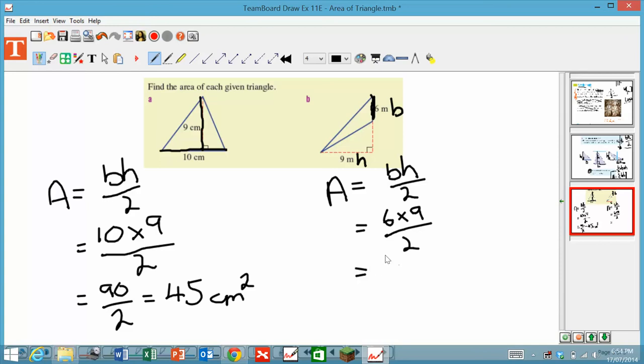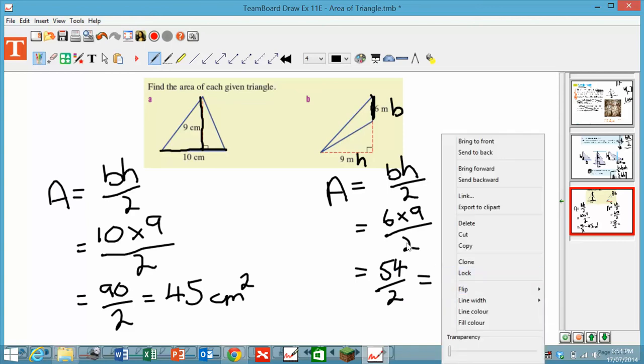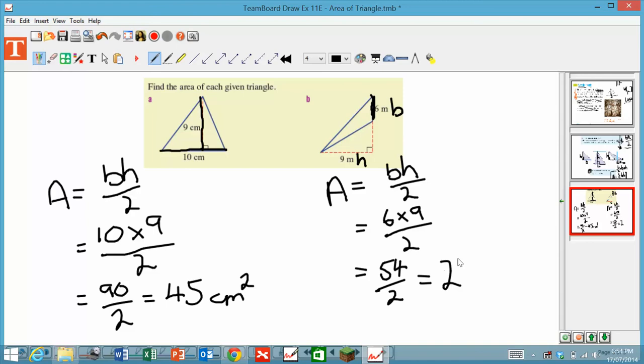6 times 9, or 9 times 6, which is 54, divide by 2. 54 divided by 2 should be 27, units, metres, squared. Okay, that easy. It's really, really simple. So that's the formula you need.